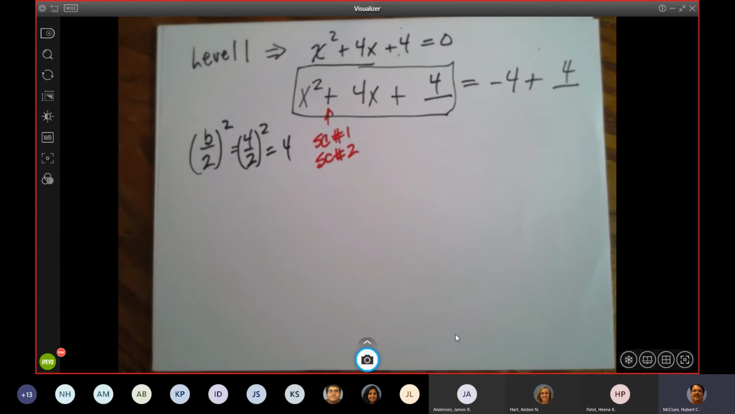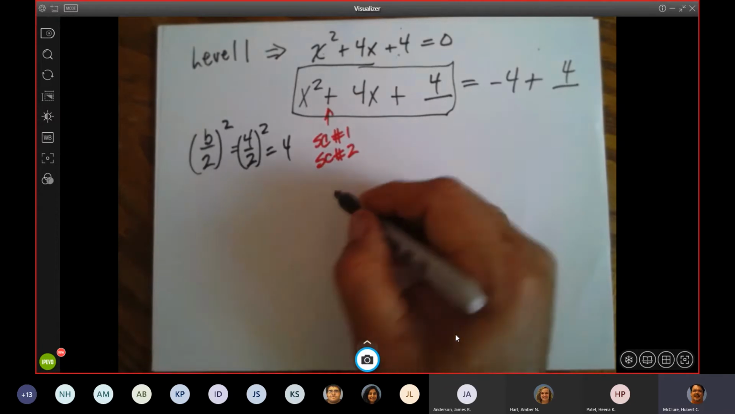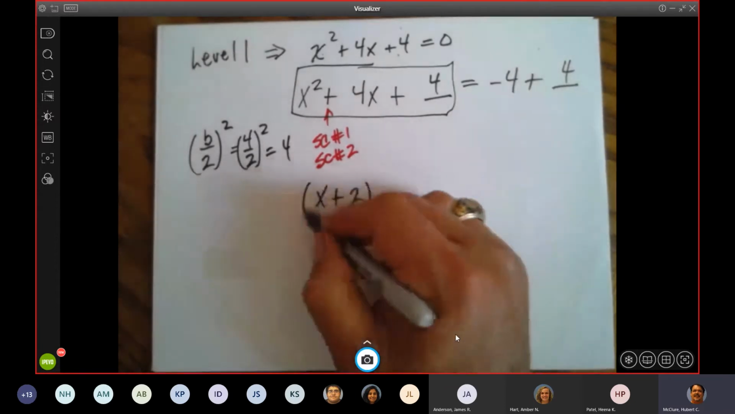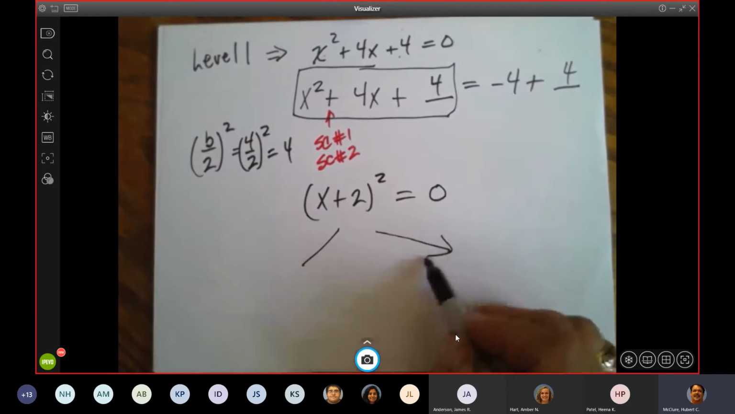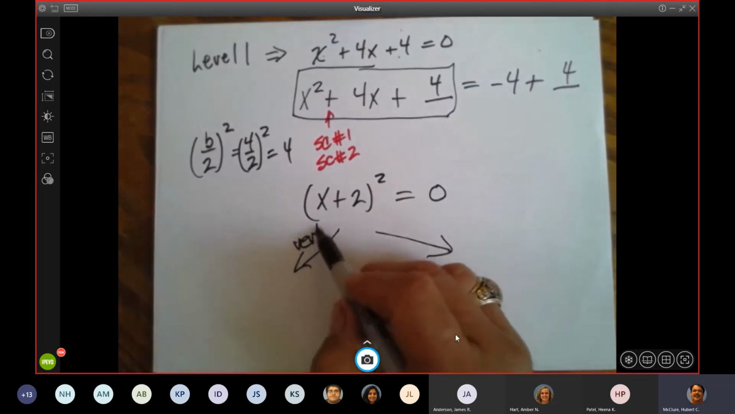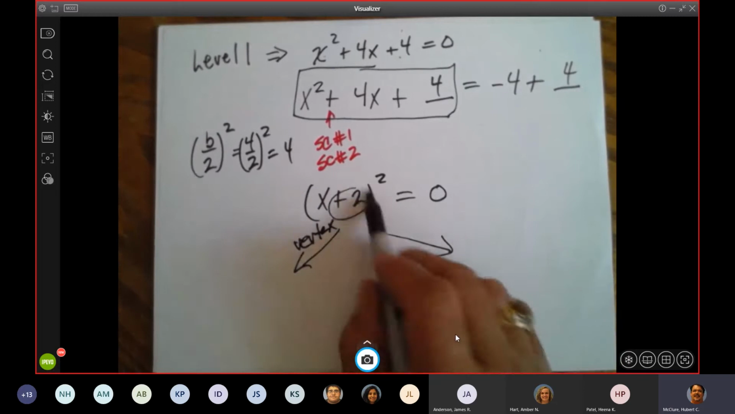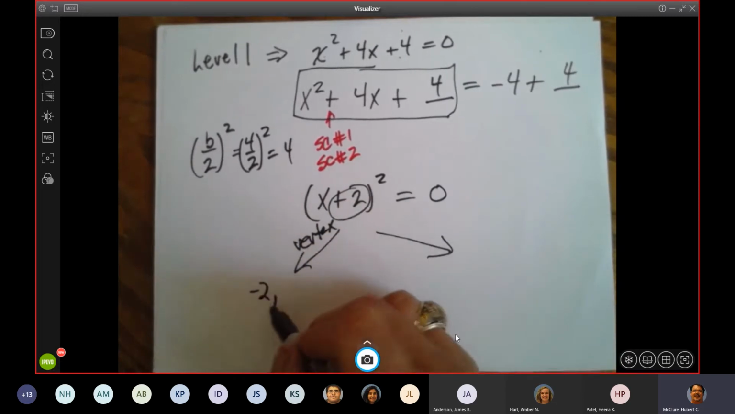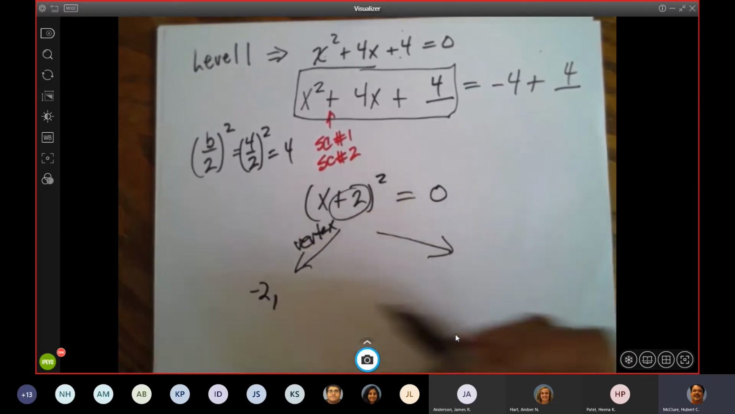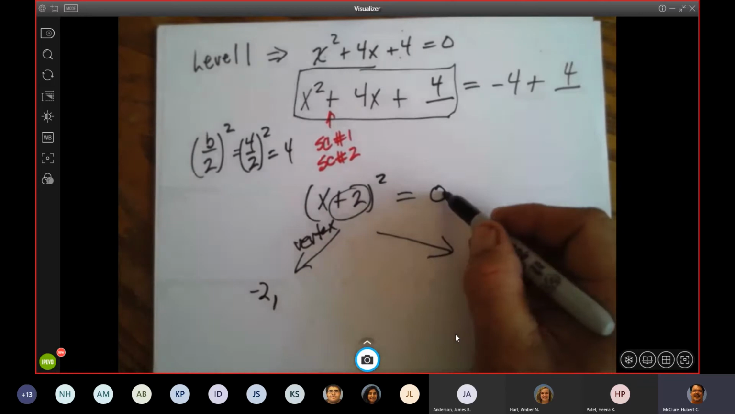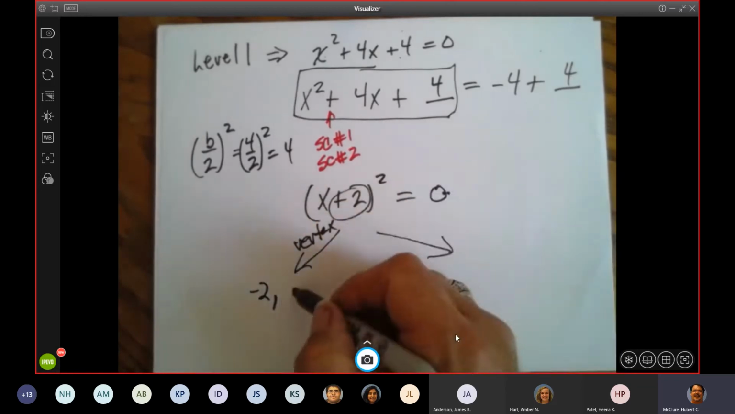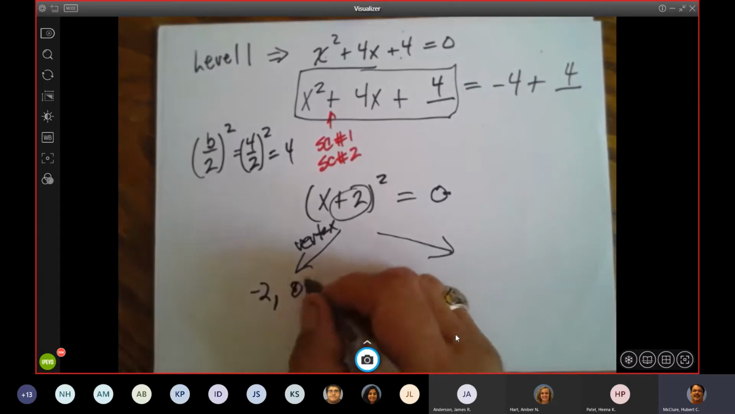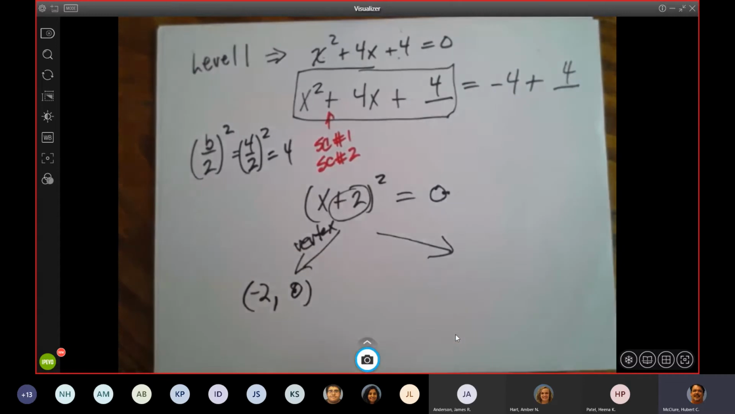So here we go. X plus 2 quantity squared is equal to 0. Now I can find my vertex. My vertex is equal to the opposite of this number, -2, and the opposite of this number, which is 0. If that was a positive 2, you'd put a -2. If this was a -4, you'd put a positive 4. But since it's 0, it's 0, and there's your vertex.